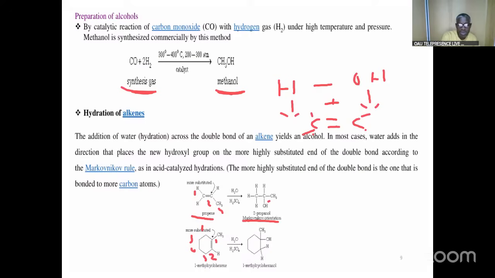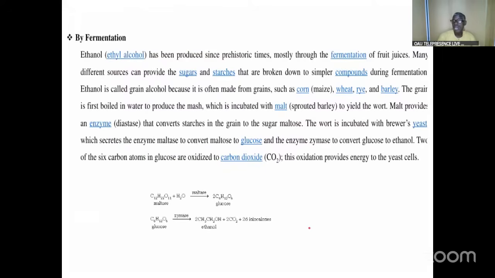So the double bond will give way, and OH is added to the same carbon 1, which is the highly substituted carbon. And now we have 1-methyl cyclohexanol.